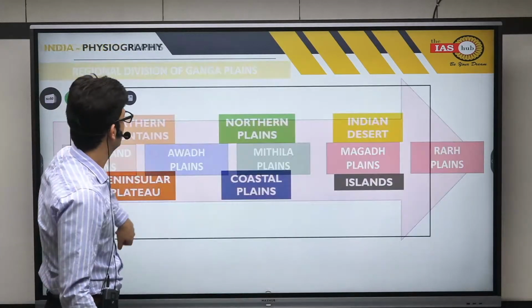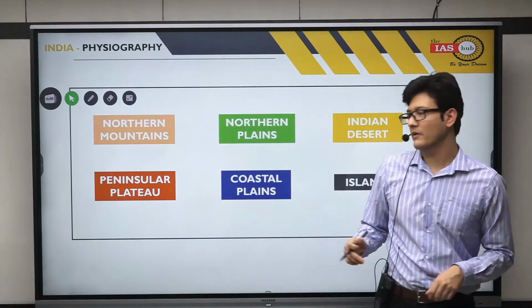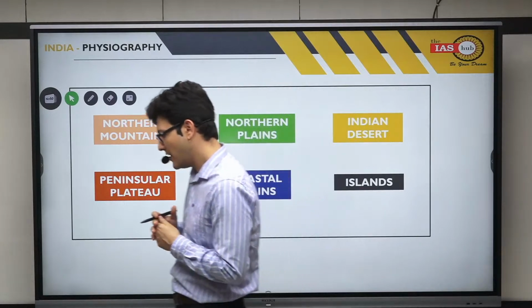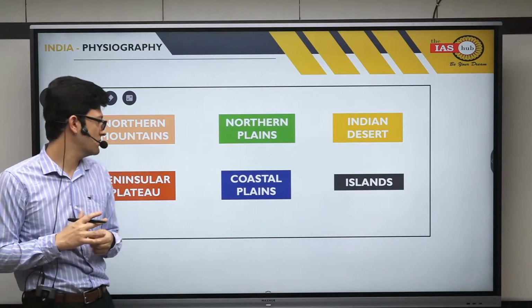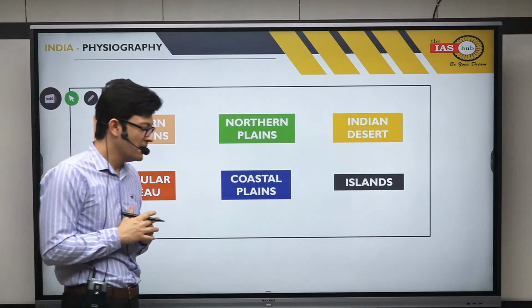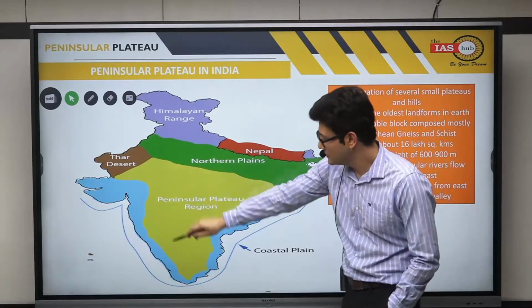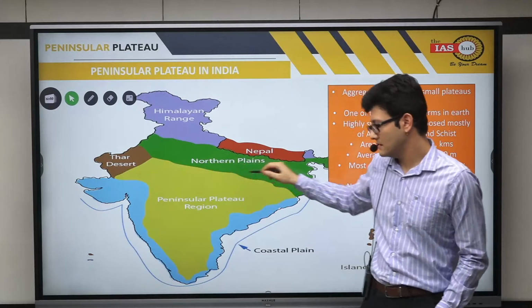Now we have covered these Ganga plains also, the northern plains. We are over with the northern plains. Northern plains was the second part. Moving towards the southern part, we'll find the major physiographic division, which consists of the Peninsular Plateau. As we can see, this is the region of the Peninsular Plateau. The Peninsular Plateau lies to the south of the northern plains.